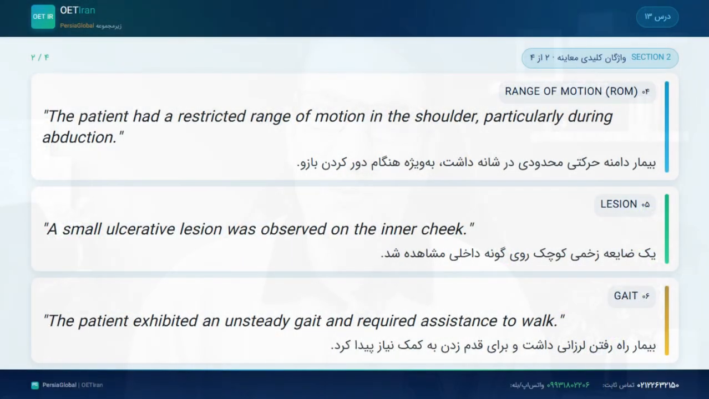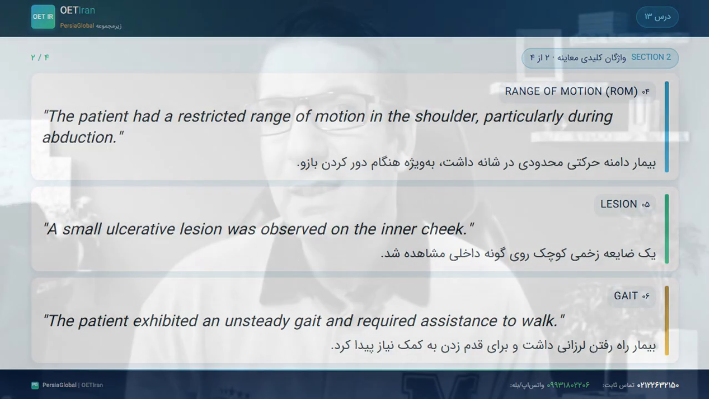Range of motion, or ROM. What does it mean? It means the full movement potential of a joint. In the OET context, it is crucial for orthopedic and neurological exams. For example, the patient had a restricted range of motion in the shoulder, particularly during abduction.